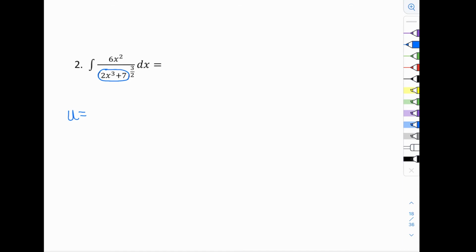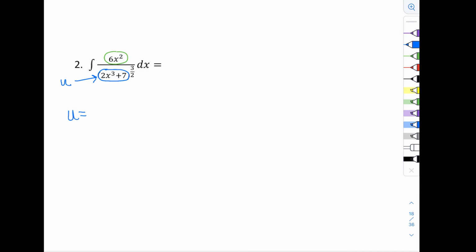For this problem, we'd actually set u equal to 2x cubed plus 7. Why would we do that? Well, it is the more complicated piece and it has that exponent, so that kind of falls from the last example that we did. But if you look at it, what is the derivative of 2x cubed plus 7? The derivative is 6x squared, and that's also there. So that points to the fact that the part circled in blue is probably our best bet for u for this problem.